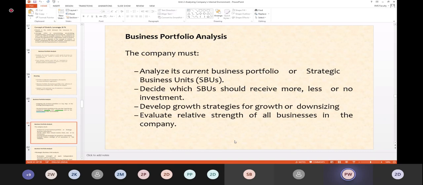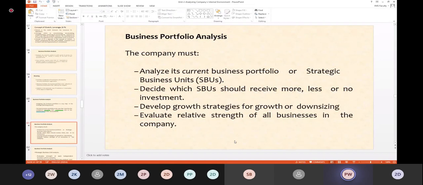So all the businesses and product lines which the company has, we'll have to understand the strengths of all those units, how much they are contributing, how important they are to the company. That we'll have to understand. So this is a prerequisite for the business portfolio analysis.